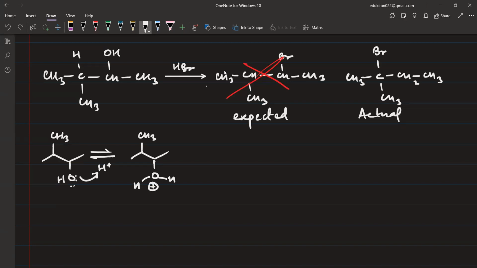Now the next thing: as you can see, since this is 2 degree, this is 2 degree, this oxygen can leave with the electron and neutralize itself, leading to the formation of what? Leading to the formation of a carbocation, which will be something like this. Positive charge and CH3.